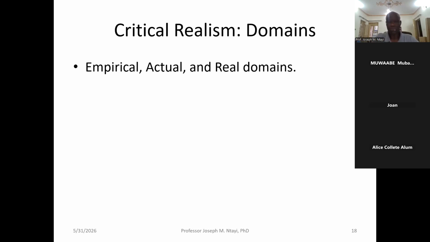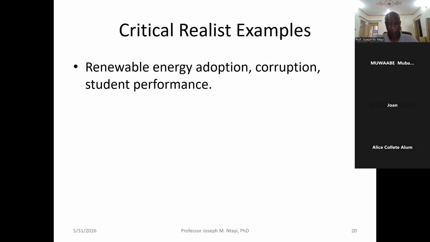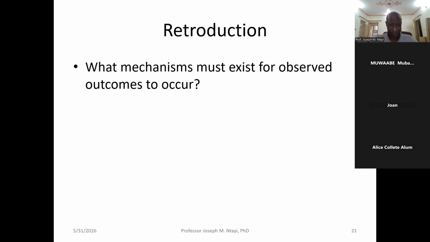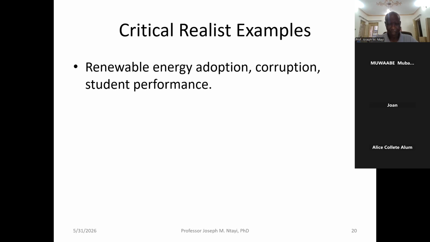Again, allow me to use two examples here, and I'll pause a little bit. The example I'm going to use is renewable energy adoption. I could use also corruption. We could use also student performance. And then I'll talk about reproduction. I know someone did ask that question some time back, because it's very, very important. We talk about reproduction, we talk about reflexivity, we talk about other approaches.